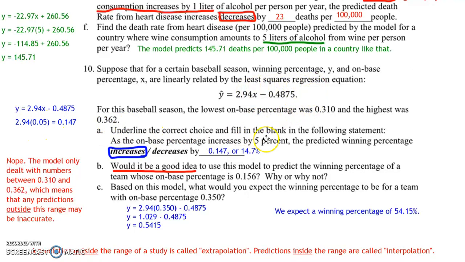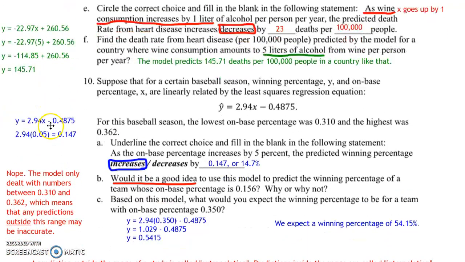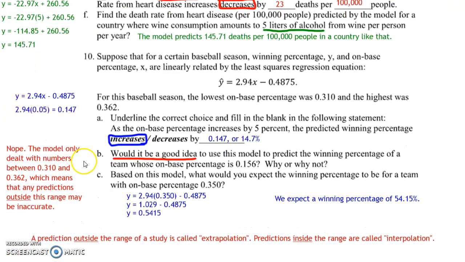The first question asks us to figure out what happens with an increase of 5%. Remember that 5% is 0.05, so we're substituting that into the equation just like what we did with the wine consumption and heart disease-related deaths, and we get 0.147.